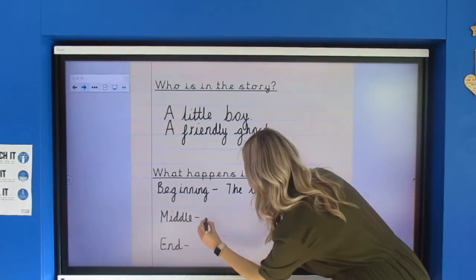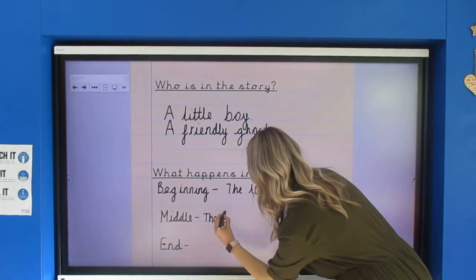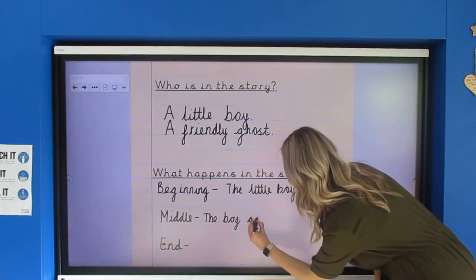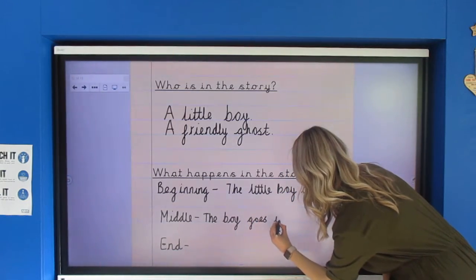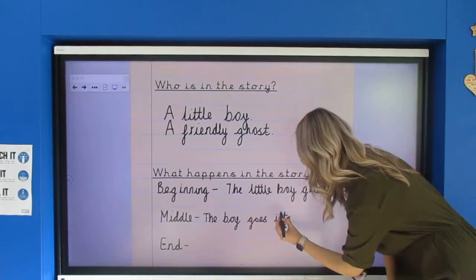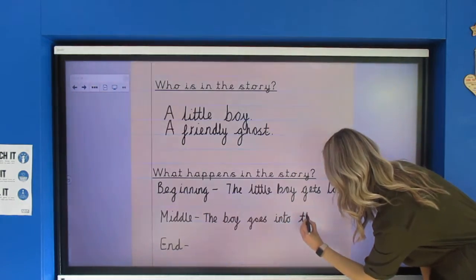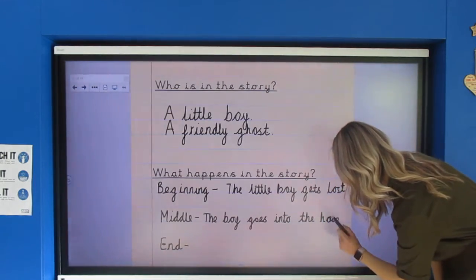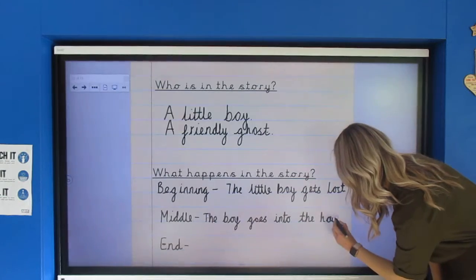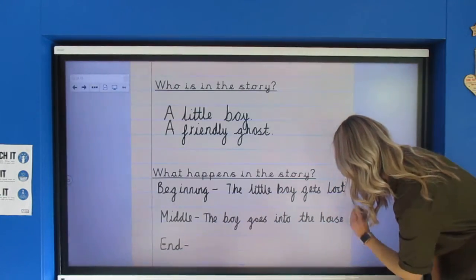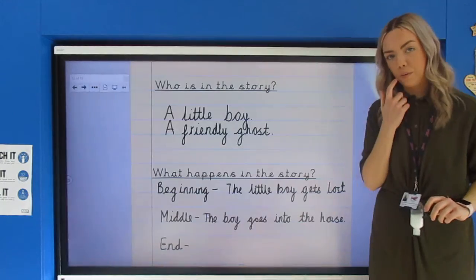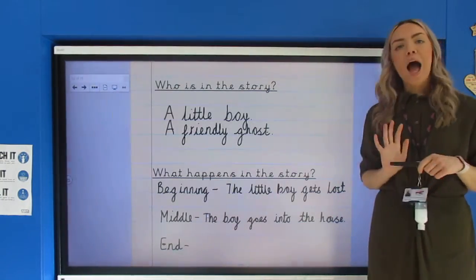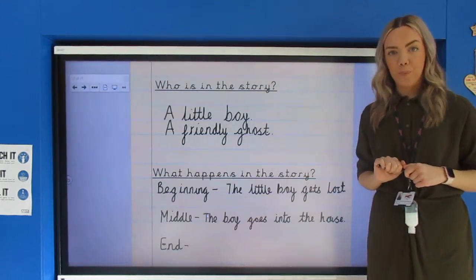So in the middle, the boy goes into the house, okay? And he's going to meet the friendly ghost. And then remember, my ending was really happy. And I said the friendly ghost helps the little boy find his way home, okay?